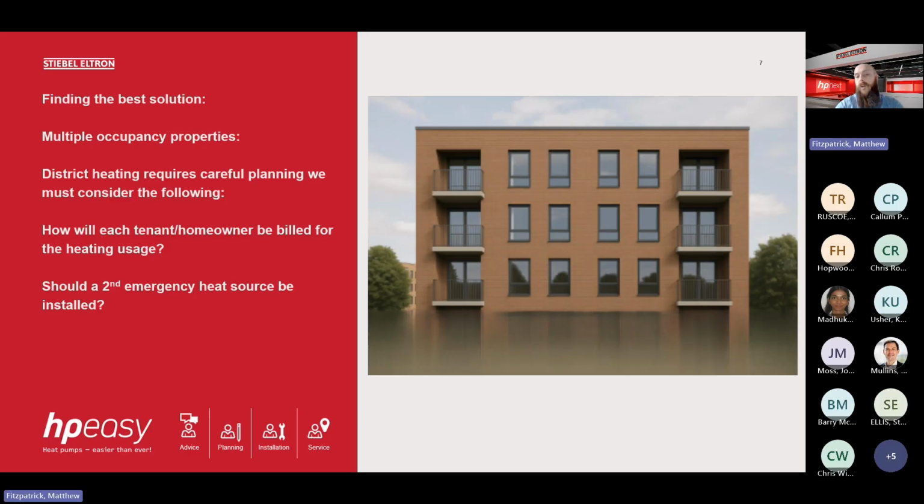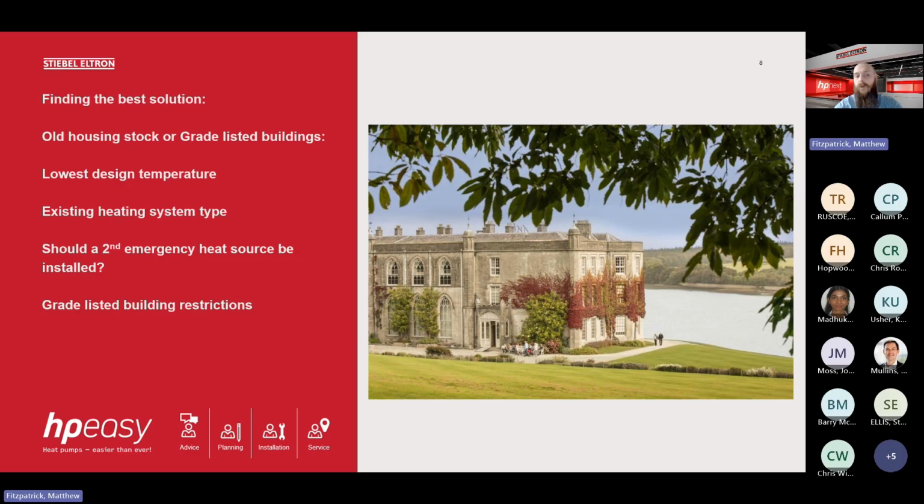So we've looked at new and retrofit commercial properties and multiple occupancy properties. Let's have a look at what I call myth busting. Grade 1 or 2 listed properties, old housing stock or old commercial buildings such as those 1800s mill style properties. Well, the question we normally get asked is, will a heat pump work? The answer is yes.